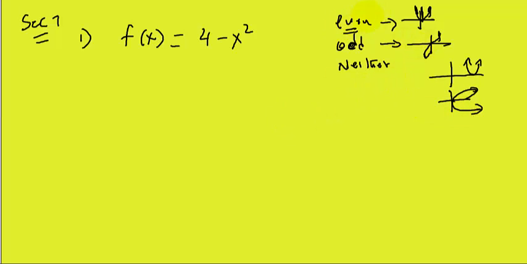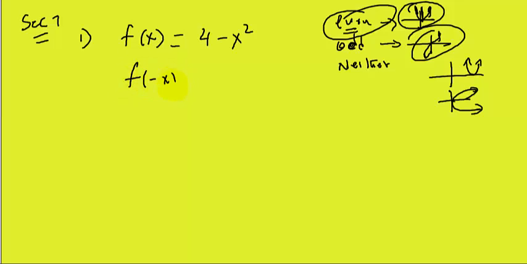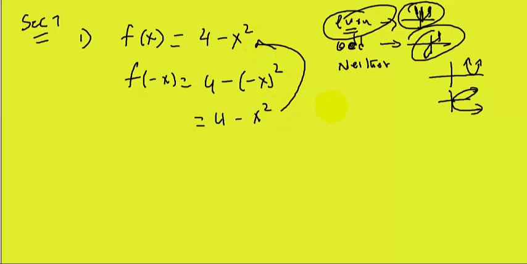All right, now how do you check for that? We're just going to check the symmetry, which we did before. Even means we're going to replace x with negative x. So f of negative x means 4 minus negative x squared. When we clean this up, if it turns out to be the same, then it's even. This is 4 minus x squared. It turned out to be the same, so it is even.